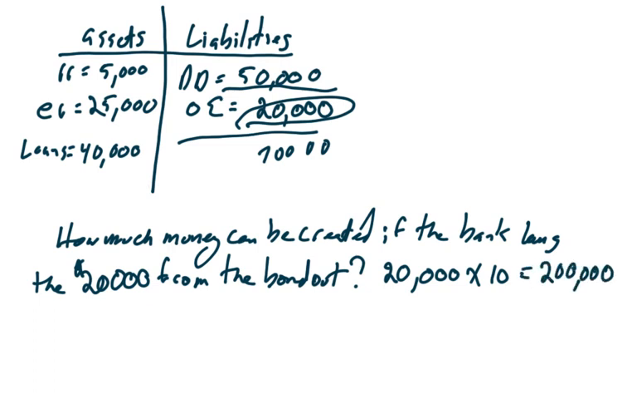$200,000. In this particular case, do we need to subtract the original amount like we did last time? This time the answer is no, because that money did not exist as part of the money supply. It was a bond. So in this case, we multiply the 20,000 times 10, and we get $200,000, and that is going to be the correct answer.